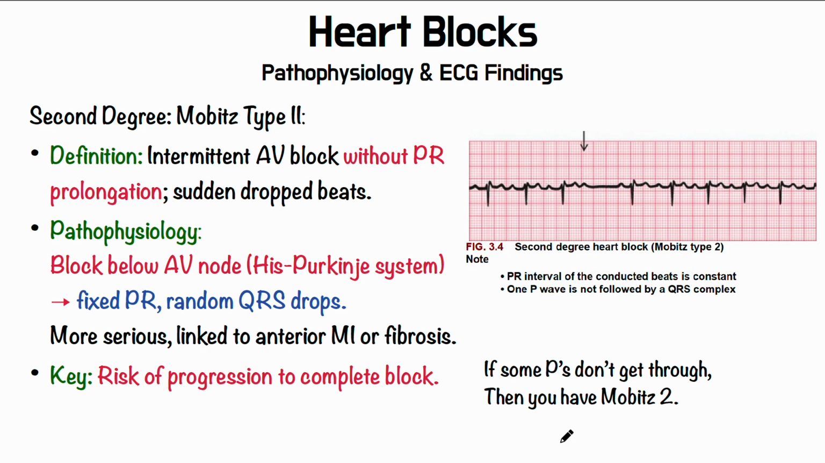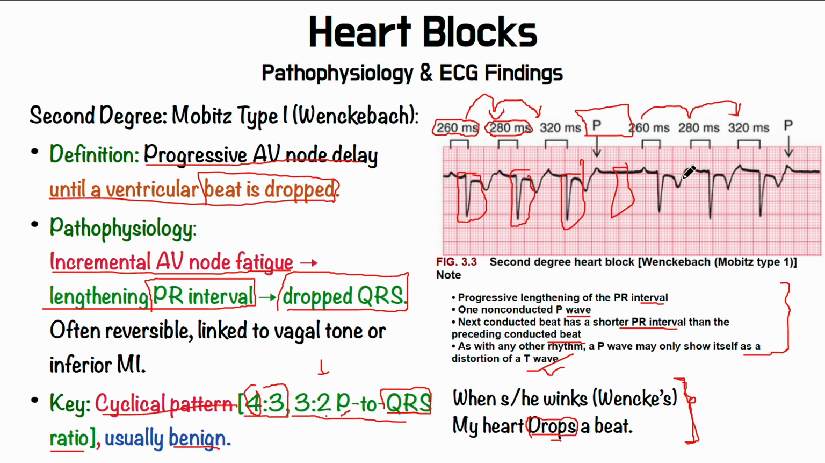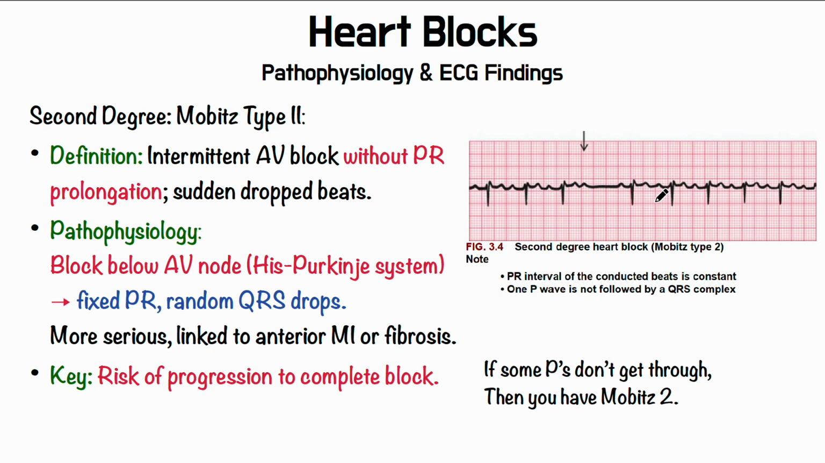There is a difference between type 2 and type 1. There is rhythmicity here, right? In type 2 Mobitz, what actually happens is that there will be intermittent AV block without PR prolongation.